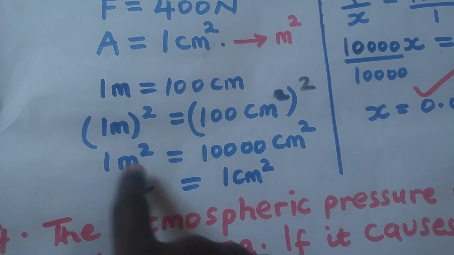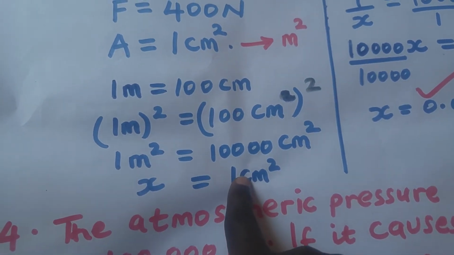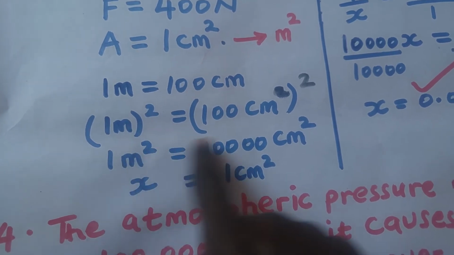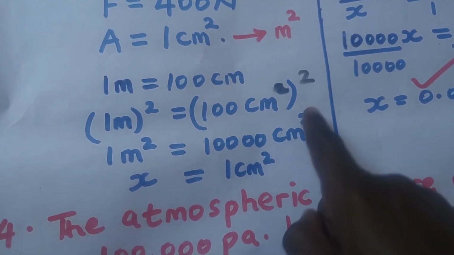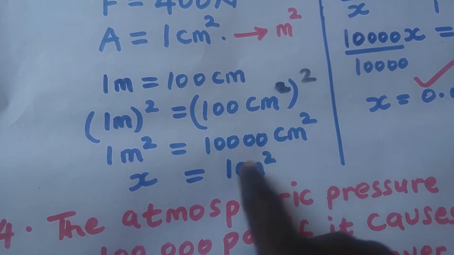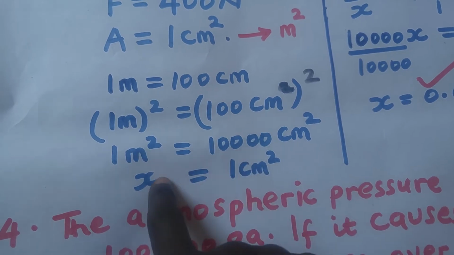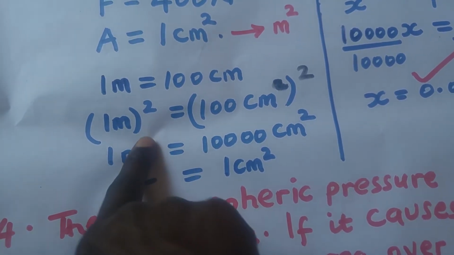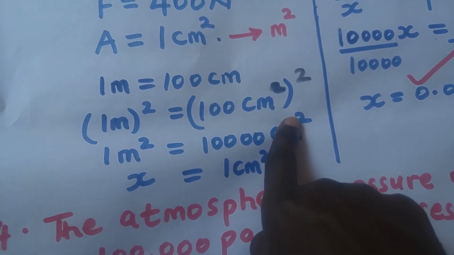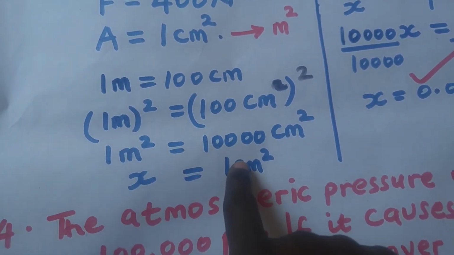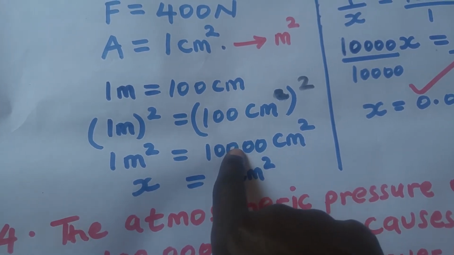Cross multiplying means 1 times 1, which you get 1. When you are cross multiplying, you ignore these units first. Just multiply. Deal with the 1, 10,000 x, and then ignore this unit first. Ignore this unit and this one. Let's first deal with what is remaining. So 1 times 1, you get 1. X times 10,000, you get 10,000 what?